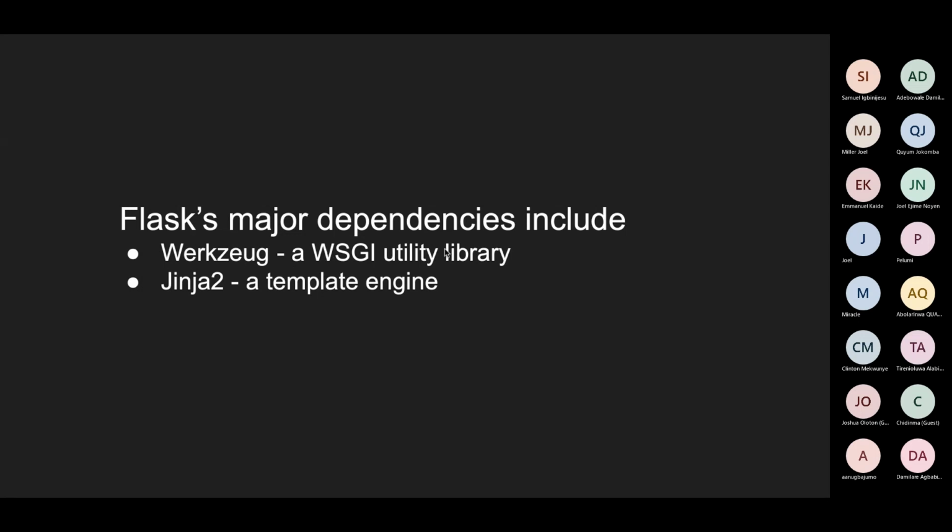Basically, WSGI itself is a protocol that was created for Python applications to connect or to communicate with the web server. When you write Python code, you go to your terminal, you run the file, and your code runs. But when building web applications, you have to communicate with a web server over HTTP protocols.